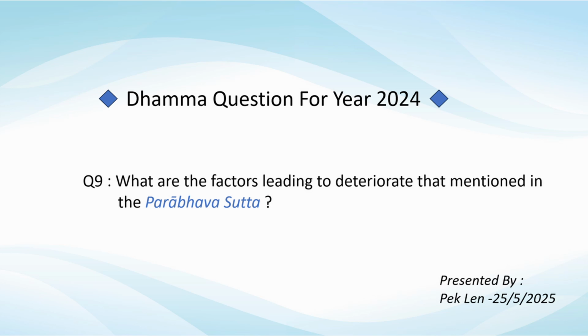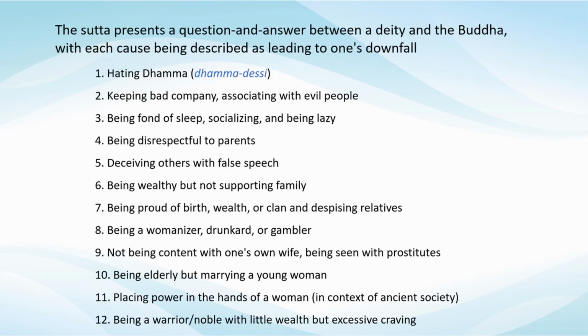Okay, then this one is the last question that was given, question 9 for year 2024. What are the factors leading to deterioration mentioned in the Parabhava Sutta? Okay, the sutta is actually a question by the deity and the Buddha, with each cause described as leading to one's downfall. Number 1 is hating the Dhamma.